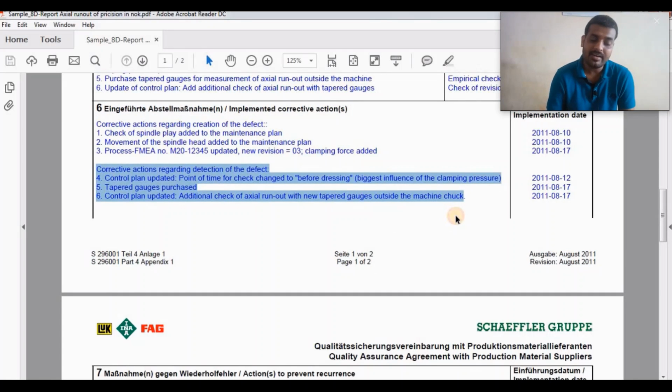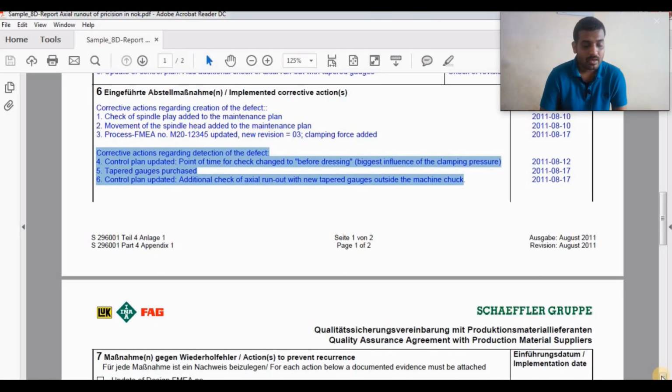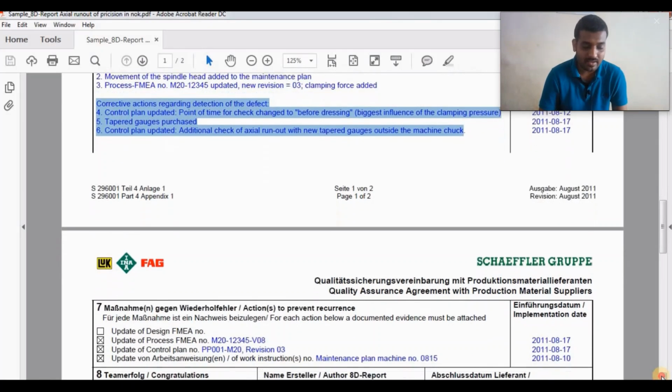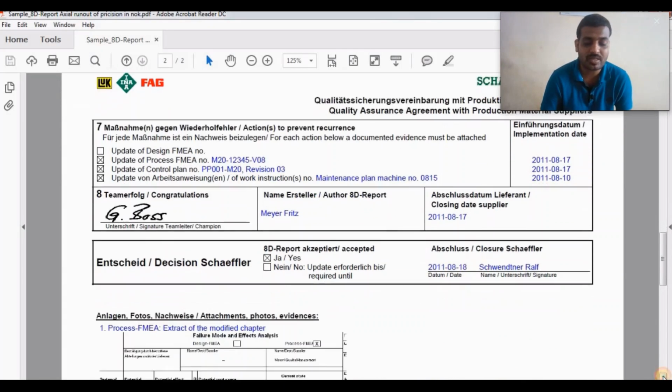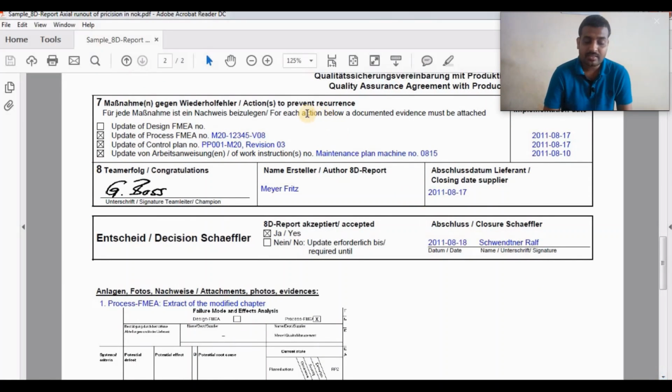Then next phase, D7, that is establishing preventive actions. They have mentioned here updating of design FMEA and updating of process FMEA, that is DFMEA and PFMEA. Then they have updated the control plan. They have also updated the work instructions of the maintenance machine plan. Then at the end in D8 comes the congratulations of the whole team, and you have to take the signature of the sponsor for closing out this 8D report. So this is about the sample 8D report.